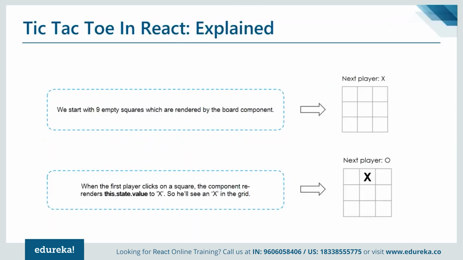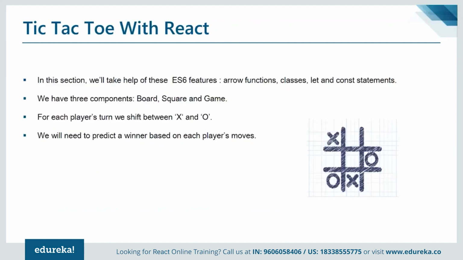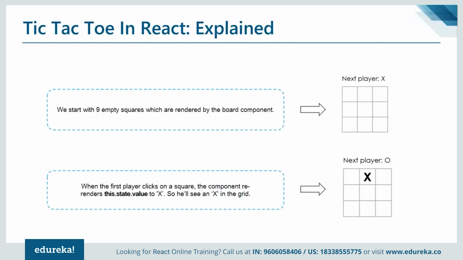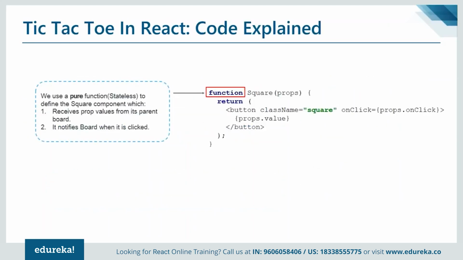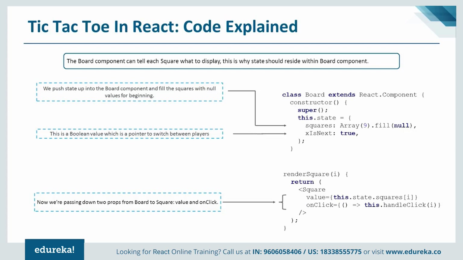We'll start with the 9 empty squares which are rendered by the board component, because there are three components, as I said, board, square, and game, to display this Tic Tac Toe program. We have used a pure function, which is a stateless square function, which we'll see in the demo just after this, and which receives the prop values from its parent, board. The parent of the square is board, and it notifies the board when it is clicked. The board component tells each square what to display. That is why the state resides within the board component.